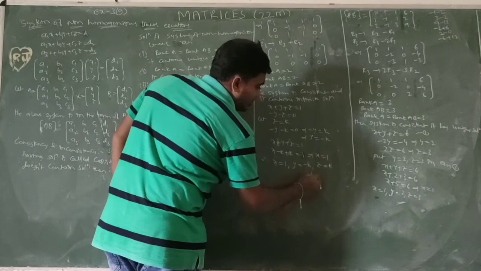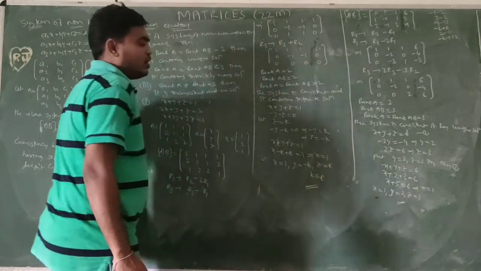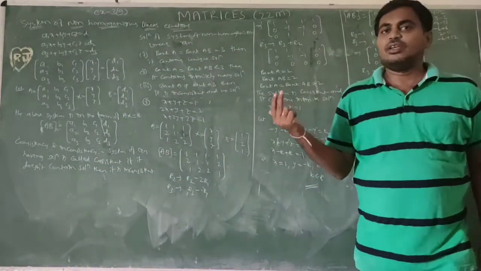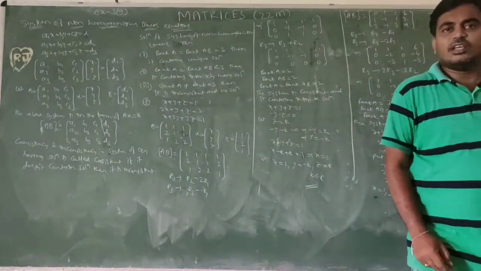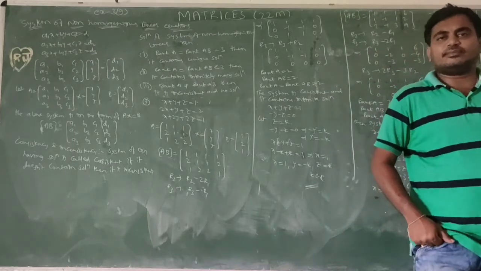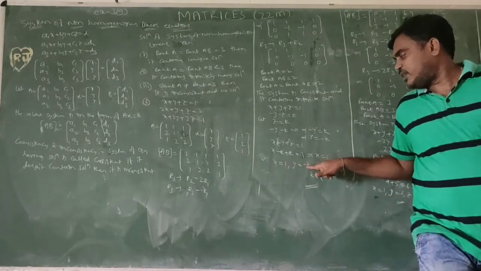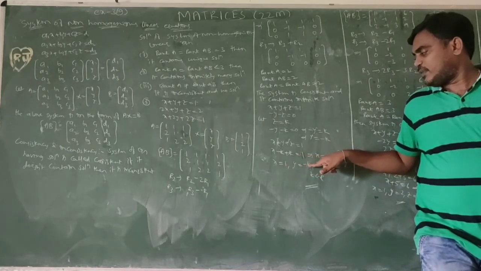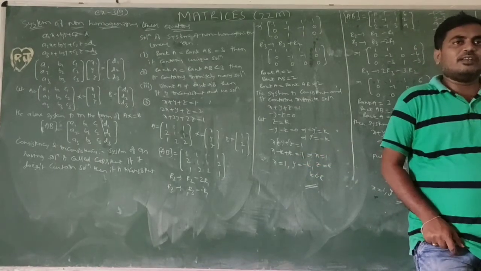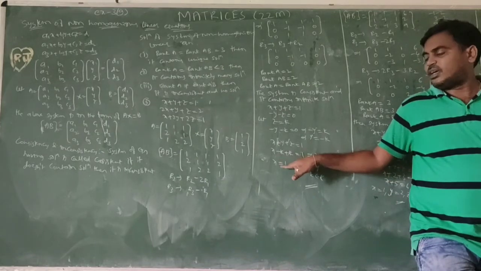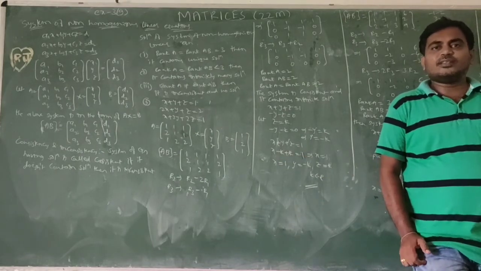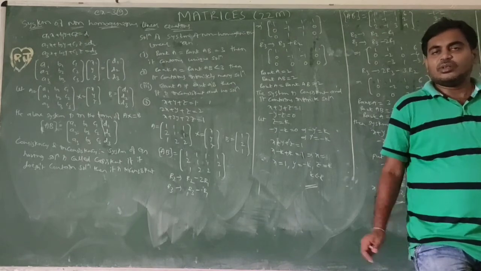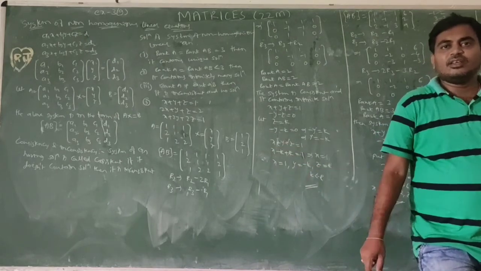This is the infinite solution. Whatever value you take for k, you will get a solution. If you take k equal to 1, x equals 1, y equals minus 1, z equals 1. If you take k equal to 2, x equals 1, y equals minus 2, z equals 2. Whatever value you take for k, x is always 1. How many solutions exist? How many values can you take for k? Infinitely many. So infinitely many solutions exist.